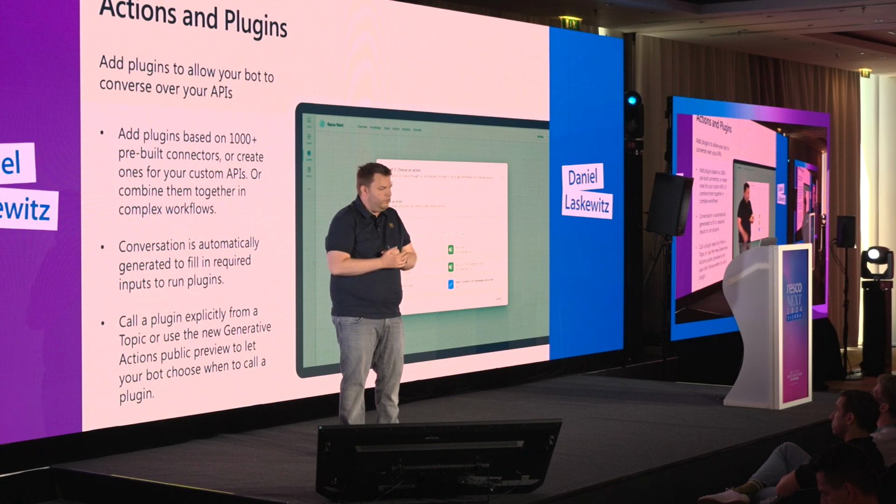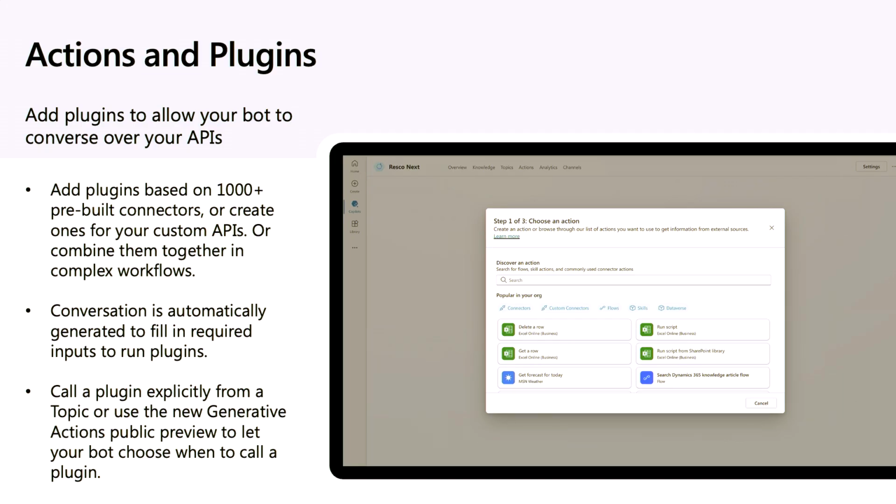And how do we do that? We do that with actions and plugins. And there are a whole lot of connectors already. And as I said, if you have an API that is not in those, I think it's 1,300 connectors, you can also build your own connector to make that available as well inside of Copilot Studio.